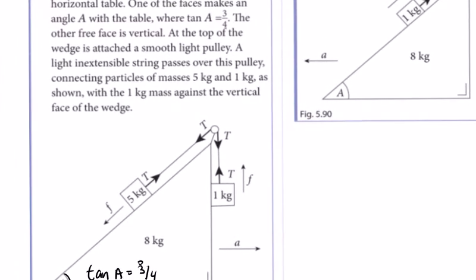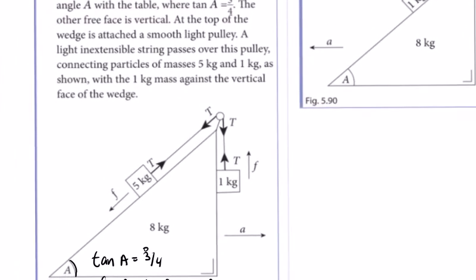So at the top of the wedge is an attached smooth light pulley. So this guy here, T and T being the tensions in the string. A light inextensible string passes over this pulley, connecting particles of mass 5 and 1. Here's my 5 and here's my 1, as shown with the 1 kg mass against the vertical face of the wedge. So it's touching here, so there's going to be a reaction going on in this way.